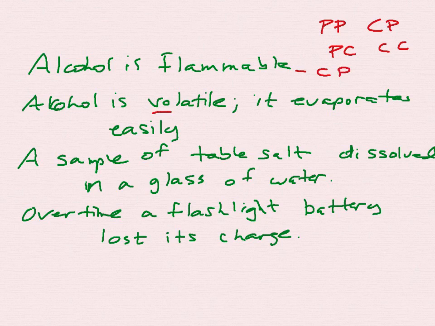Alcohol is volatile, meaning it evaporates rapidly. Evaporation is a process where it changes from a liquid to a gas. That's a physical change in state. It says it is volatile, it will evaporate easily. Those are both physical properties.